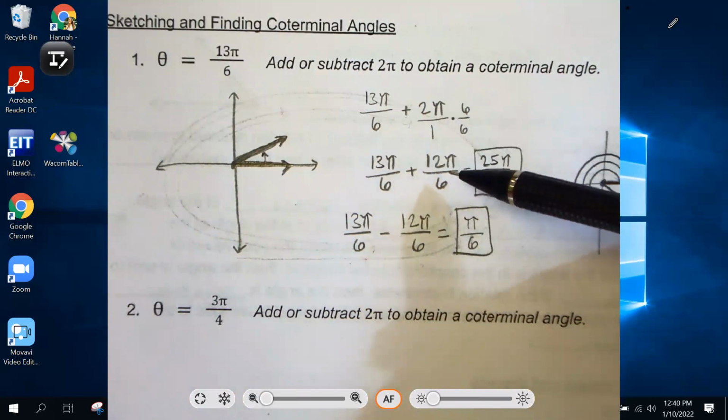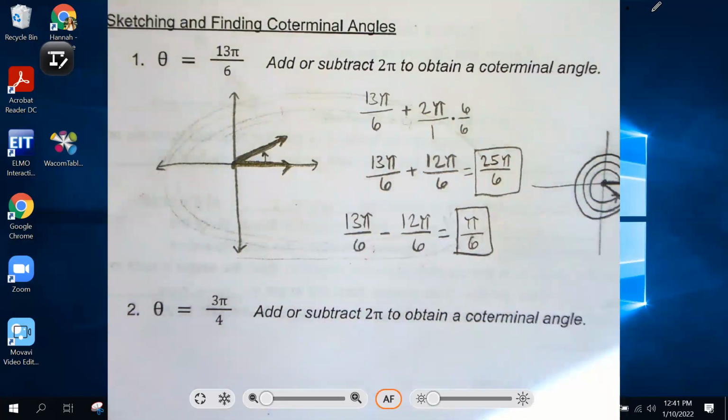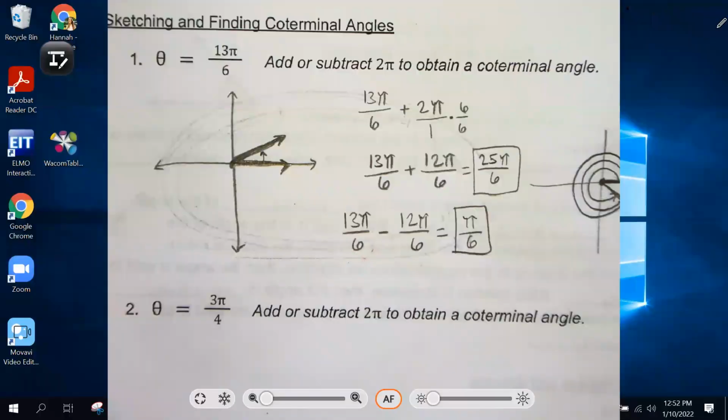Wait, but how can you add or subtract it? Is this the negative one? Are you saying the first one that we did is on this side, and the other one the opposite? When you add, you're going counterclockwise.